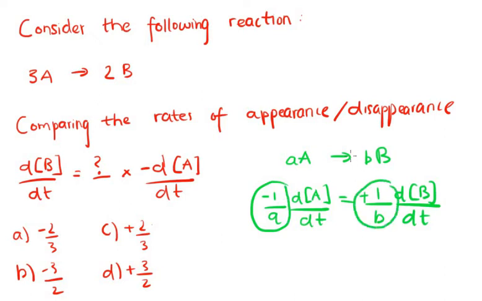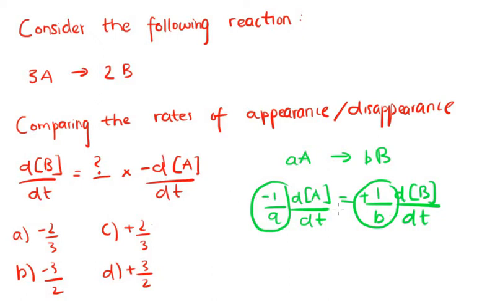1 over the coefficient of B, and -1 over the coefficient of A. And it's negative, remember, here because this is disappearing. The reaction is going this way, and B is appearing. So if you see here, it's actually pretty similar.